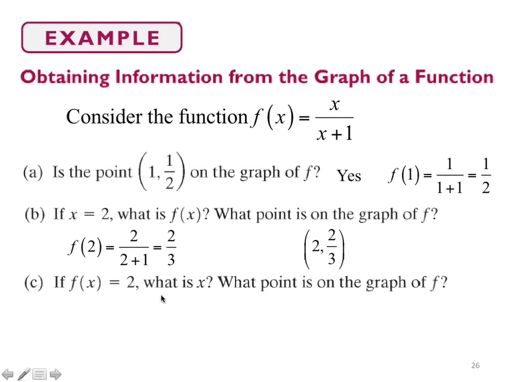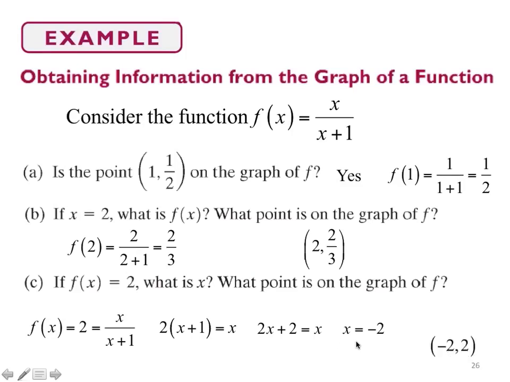If f of x equals 2, what is x? What point is on the graph? So in this case, we're saying f of x is 2. So we need to plug 2 in on the left-hand side. So we have 2 equals x over x plus 1. And then we just solve this by multiplying both sides by x plus 1. So we have 2 times x plus 1 equals x. Distribute, 2x plus 2 equals x. And get everything on the same side, solve for x. So we get x equals -2. So the point on the graph is x equals -2, y equals 2.